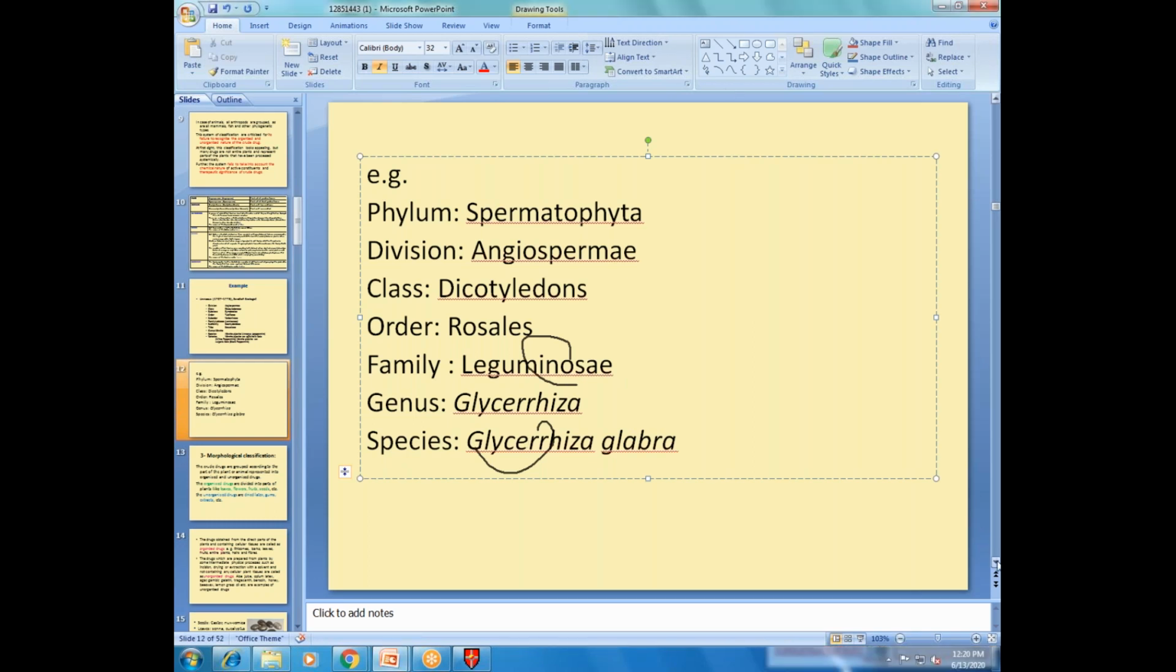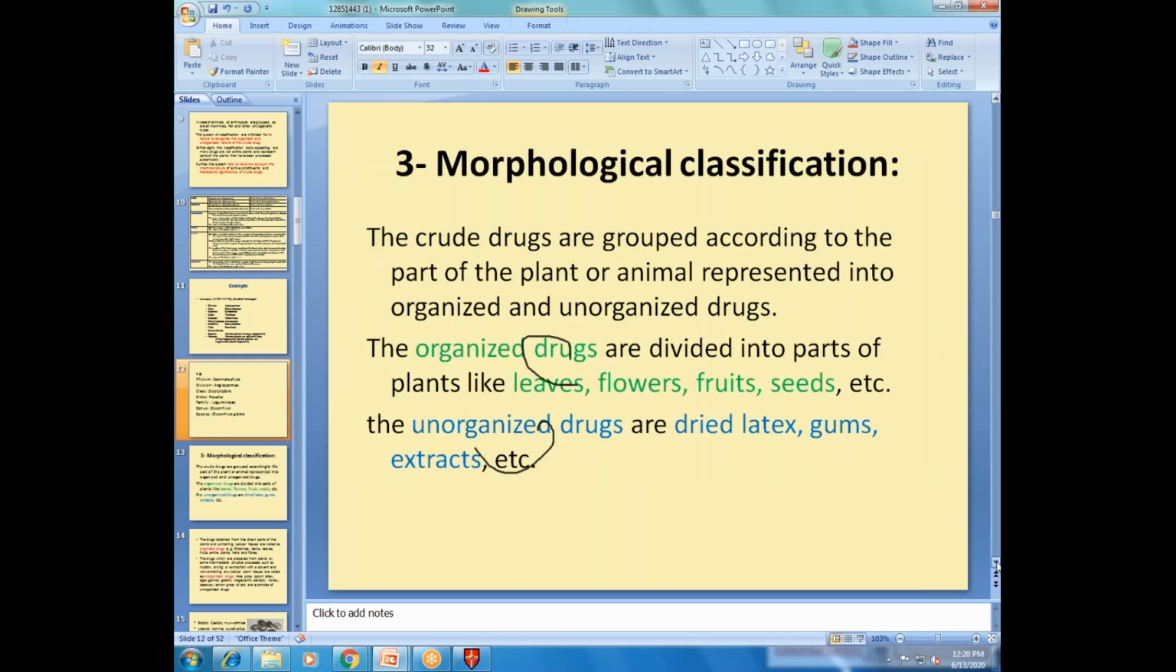So this is about the taxonomical classification, where we classify the drugs based on their distinguishing characters. What might be their merits and demerits? It is easy to identify a drug, meaning similar kinds of drugs are grouped together, and any drug will have a biological source or a botanical name.